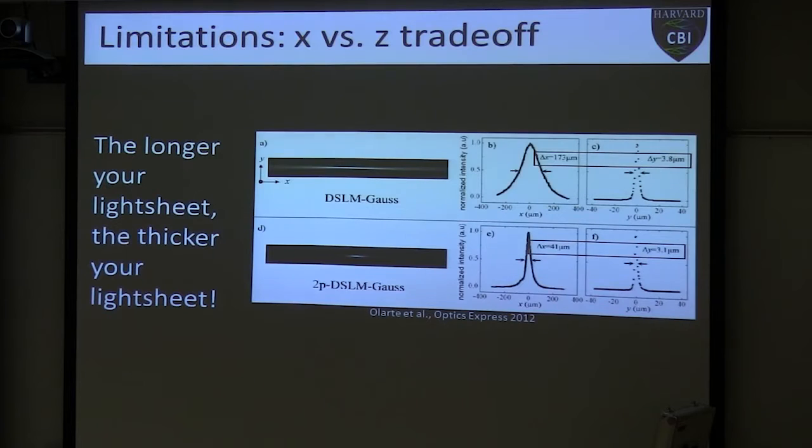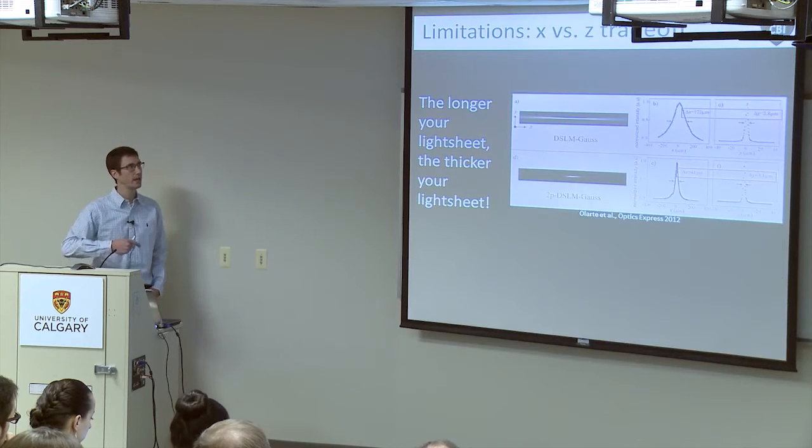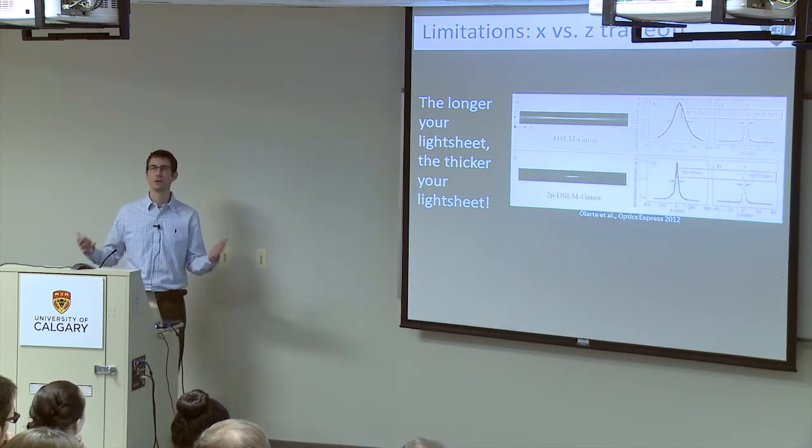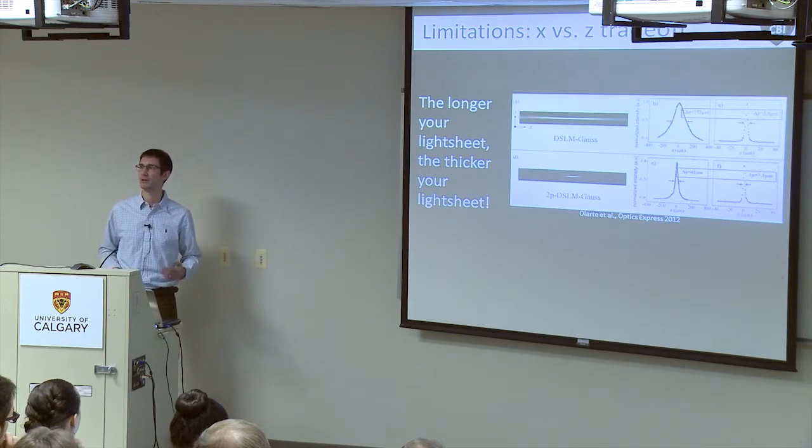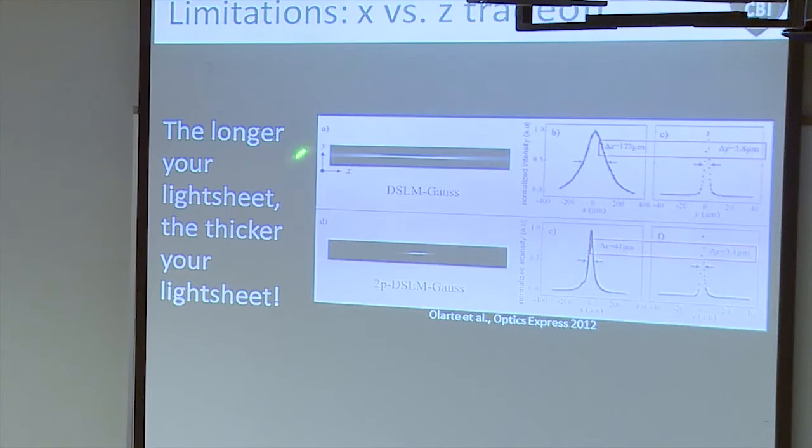The one little dirty secret about light sheet is there's this big trade-off in X versus Z. What I mean by this is that the longer you make your light sheet, the thicker that light sheet has to become. Okay? So if you want a really high resolution light sheet with a really, really thin light sheet, you're going to get excellent Z resolution. You're not going to be able to project it across a very long distance. Okay? So this is an example of it here.